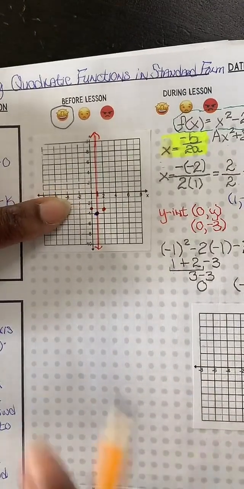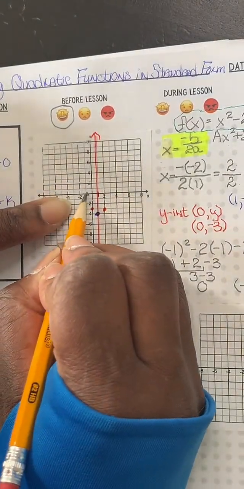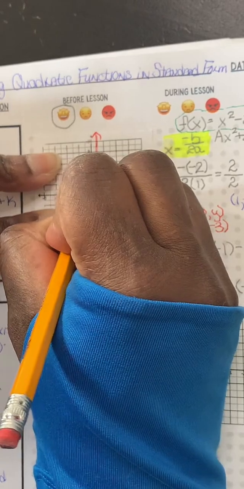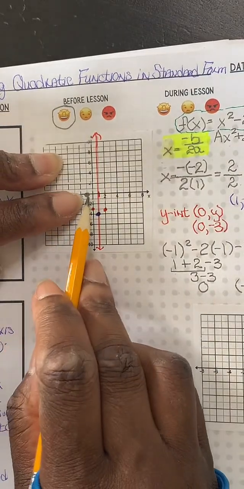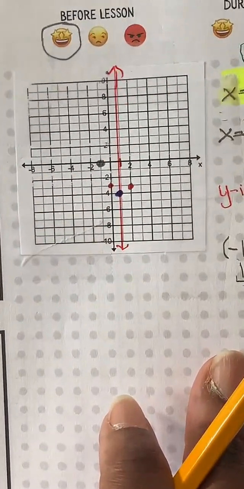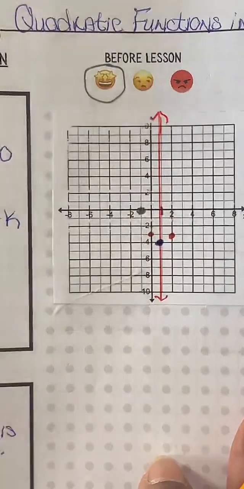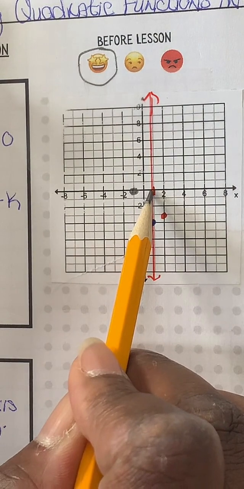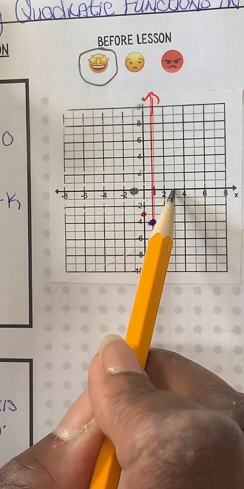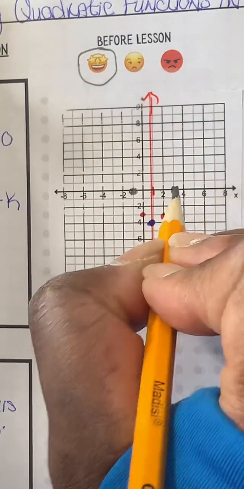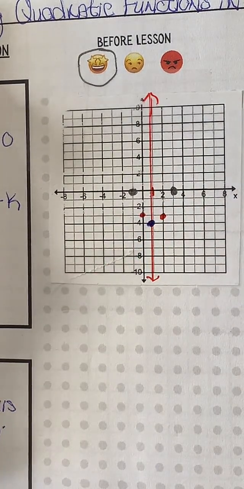So here I go. Here's my -1. There's my 0. All right. Now I notice that this point is 2 units away from my axis of symmetry. So 1, 2. That means I need to be 1, 2 units away on the other side. Did you guys get 3, 0 for the other point?